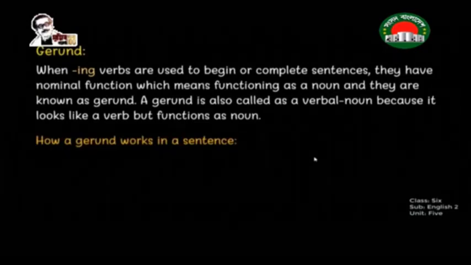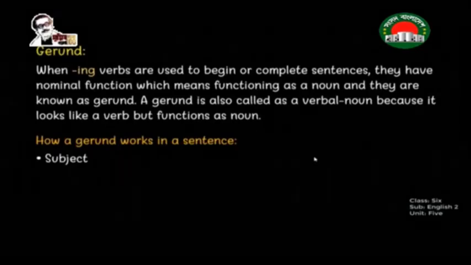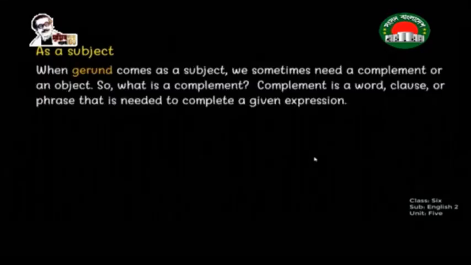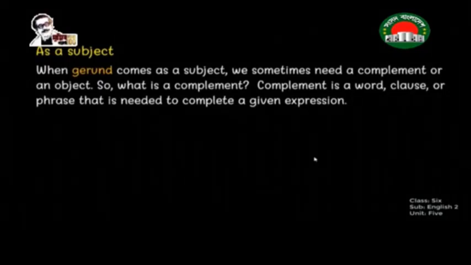So let's see how a gerund works in a sentence: as a subject and as an object. So let's see, how about as a subject? When gerund comes as a subject, we sometimes need a complement or an object. So what is complement? Complement is a word, clause or phrase that is needed to complete a given expression.